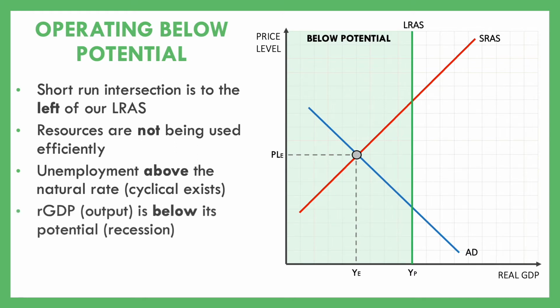We also see that our output, our real GDP, is below its potential. If we were using all of our resources efficiently, we would be at a point like YP, our potential, that green line. However, we're not there. And so we're further to the left along that real GDP x-axis there. So this means that we're experiencing a recessionary gap. The point where we are at right now is below our potential, below where we could be. And therefore, we're experiencing a recession.